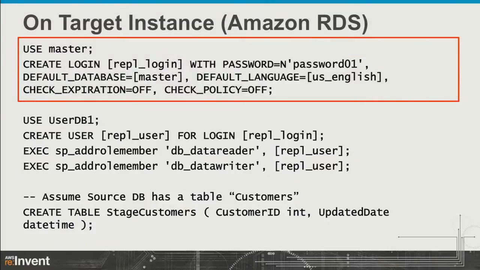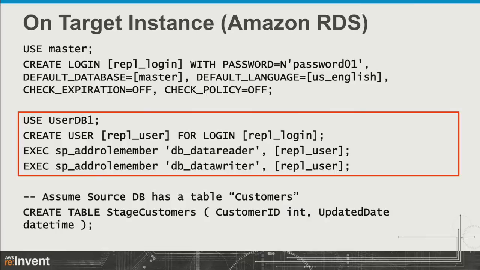I'll give you a couple of useful statements to accomplish the creation of the linked servers and establishing this data move. The first set of statements here is to be run on the target instance, the one in Amazon. You'll create a login used just for replication, and then you'll create a user in your target database, and you will add permissions for this user to read and write to your target DB.